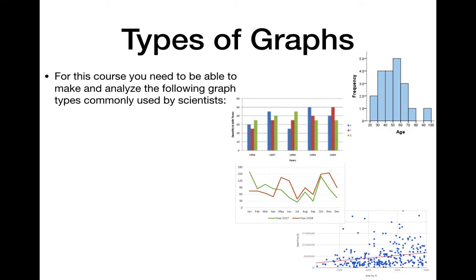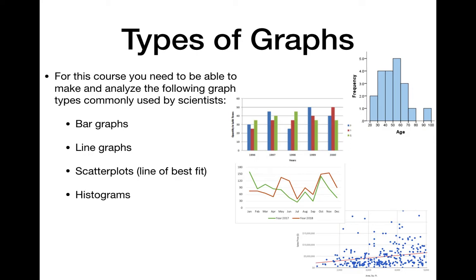Okay, so the types of graphs. For this course, the IB has specified 4 different kinds of graphs you have to be able to make and analyze, and these are the most common ones used by scientists. So those would include bar graphs, right? So here's my bar graph. It would include line graphs like this, scatterplots with a line of best fit like this, or even without a line of best fit, and then histograms like this kind.